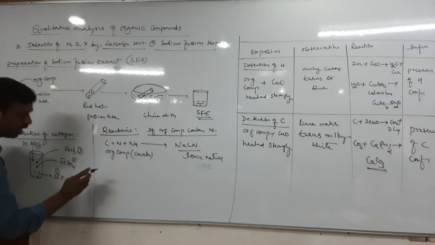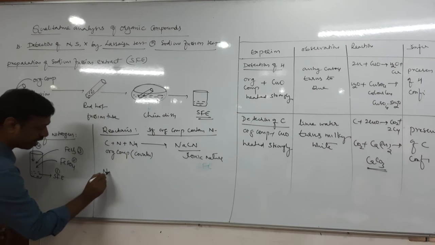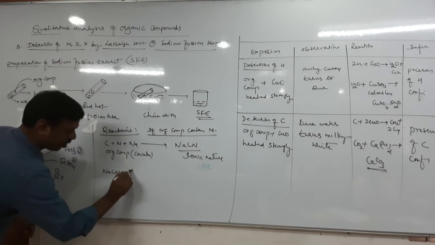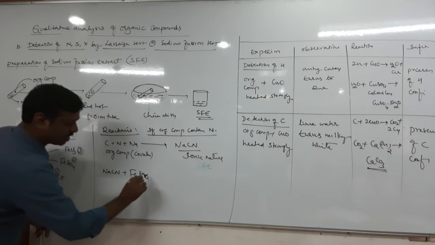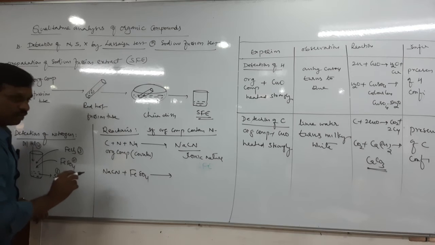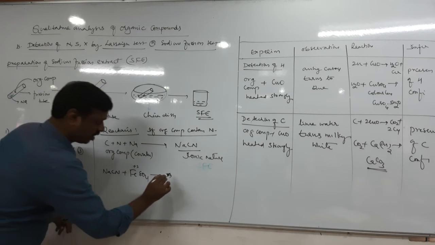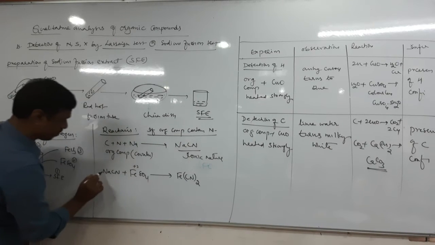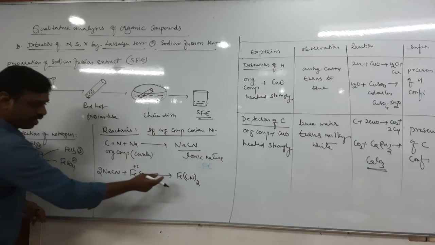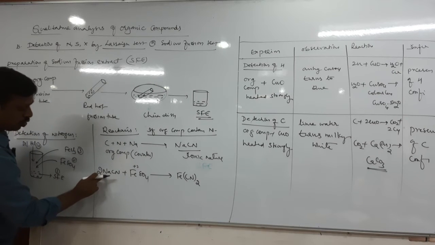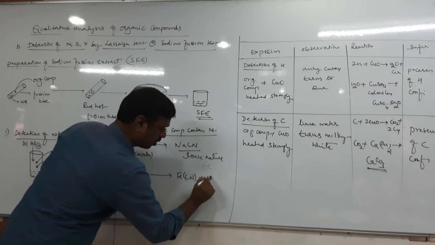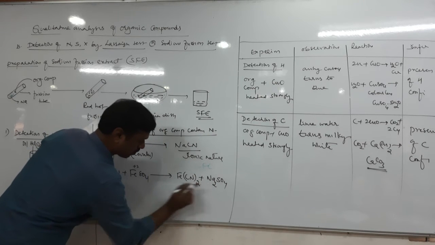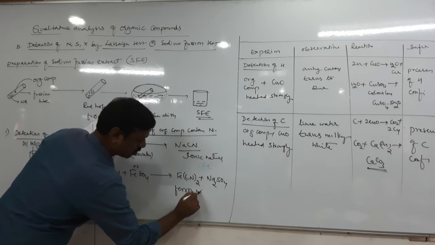To this sodium cyanide, what did we add second? Freshly prepared ferrous sulfate is added. Therefore, what is the possibility? Fe2+, so it forms Fe(CN)2. Ferrous cyanide plus Na2SO4, sodium sulfate, will be obtained.